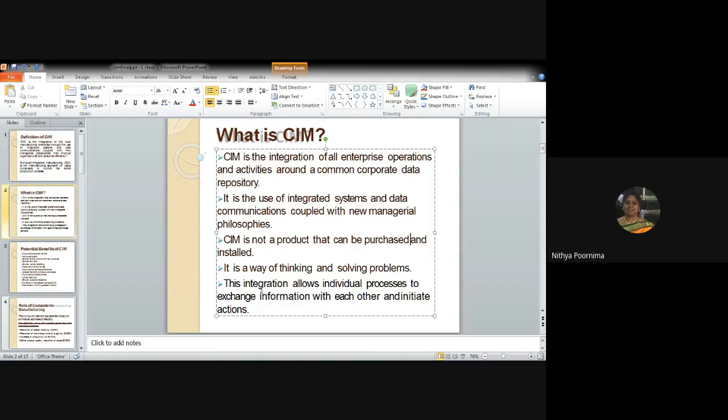Is it clear? This integration allows individual processes to exchange information with each other and initiate actions. The moment your warehouse is empty or the raw buffer stock is empty of raw materials, the CIM has to take the loop for the vendors to order in the material resource planning. It has to order immediately, and the raw materials have to be stocked in the buffer stock, right? So these are the initiations that the CIM has to do. Is it clear? Shall I move on to the next slide?